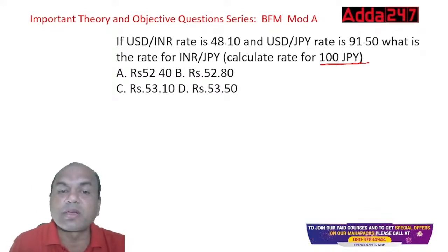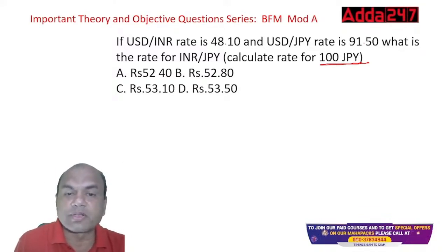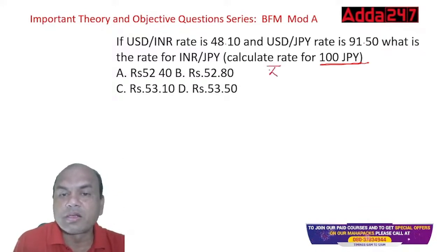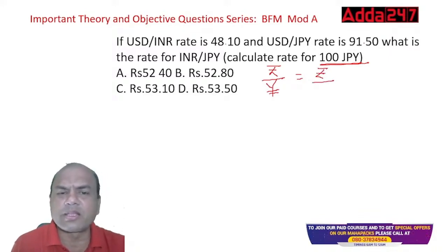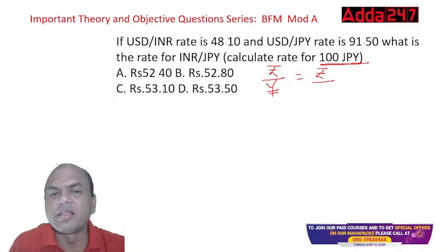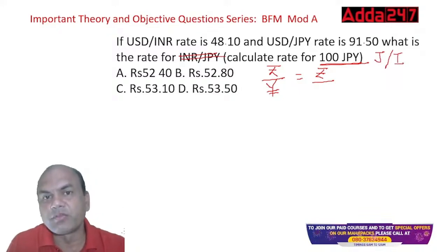We want INR to JPY. Here JPY is below, right? Yen is written like this, with two lines. I think it should be JPY to INR, because India never follows the indirect rate system. Let me make the change, because you should get JPY to INR. You'll never get INR to JPY, because we never follow the indirect rate system. We follow the direct rate system.